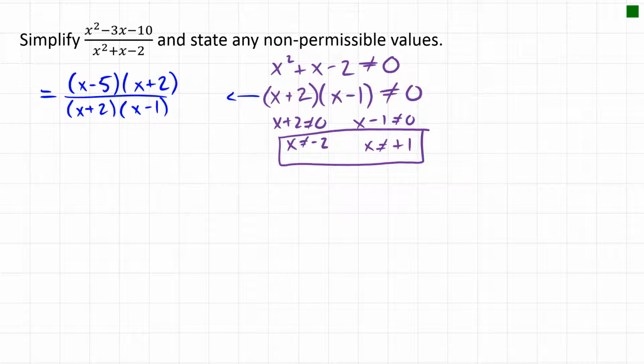So you see that it's not really a big deal finding the non-permissible values. You're going to have to do that work anyway. Then I cancel whatever's common on top and bottom, and I'm left with x minus 5 over x minus 1.